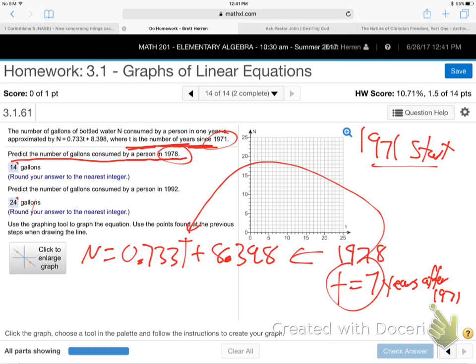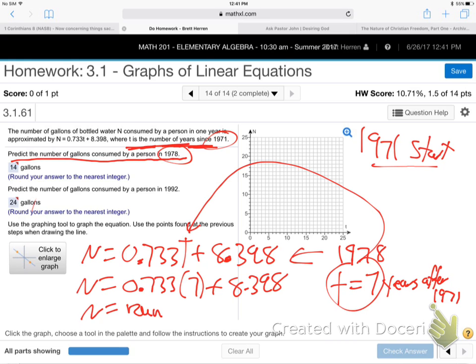Hit the buttons on your calculator. Is that making sense? So it's going to be N equals 0.733 times 7 plus 8.398. And that'll come out, I have no idea. Is it like 13? Well, I do have an 8. It's going to round to 14. It'll round to 14 because I got the answer already from the computer. Would you guys get 13.99 or 14.01? So it rounds to 14. They asked you to round to the nearest whole number, so 14.